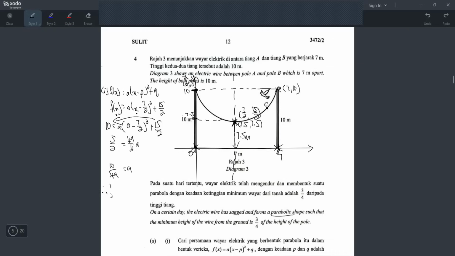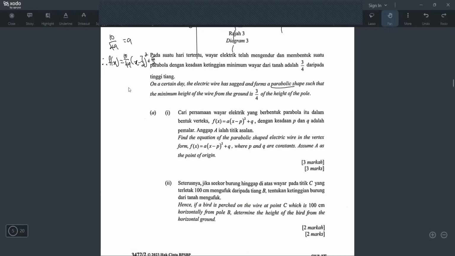So this is my A. So what is my vertex form? f(x) equals A, which is 10 over 49, and then bracket x minus 7 over 2 squared, and then plus q, which is plus 15 over 2, right? So I think this is the answer for part (a). Okay, now let's continue with the second question.